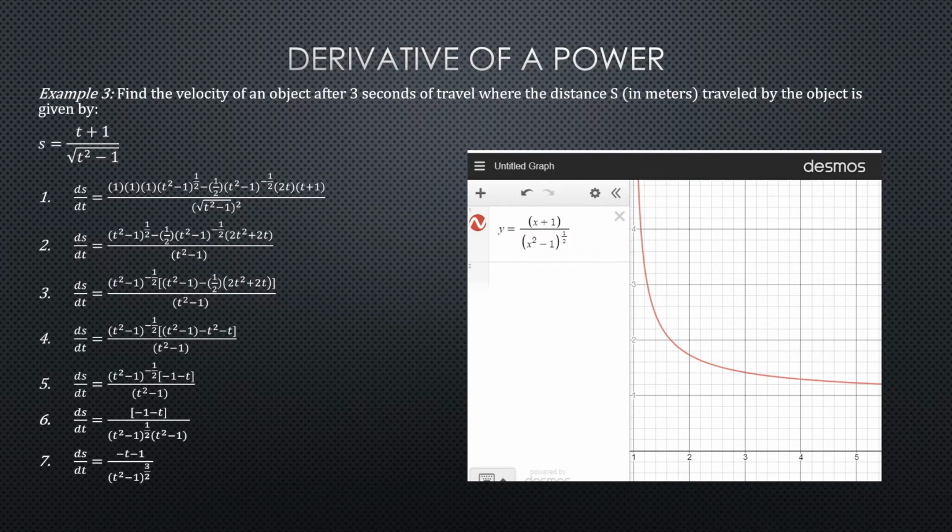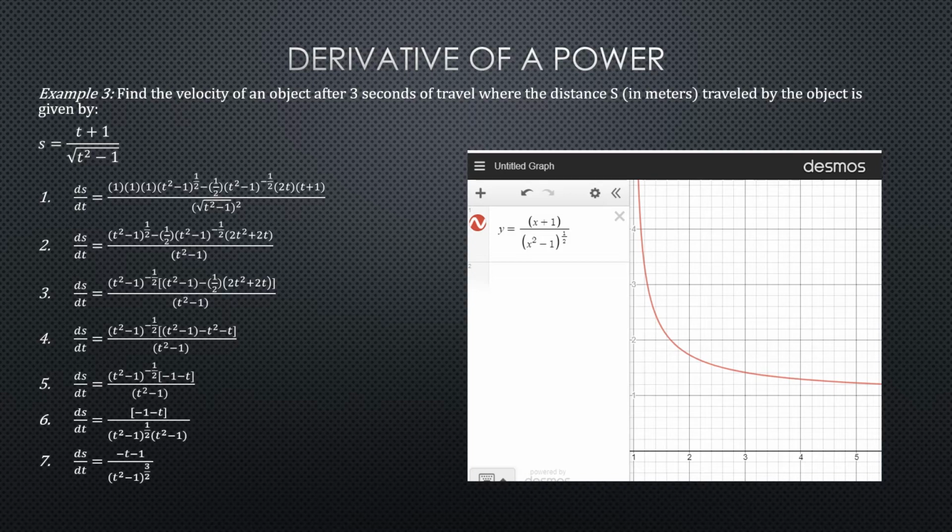All right, so here's a pretty cool applied problem. So how are we going to use this math? In example three, we're asked to find the velocity of an object after 3 seconds of travel, where the distance s, in meters, traveled by the object is given by s equals (t plus 1) divided by the square root of t squared minus 1. So the s is the function, and we can convert that to y and x and then graph that in Desmos. And I've got that here.